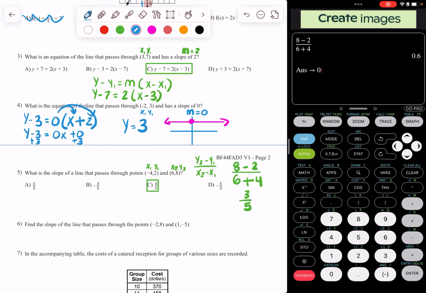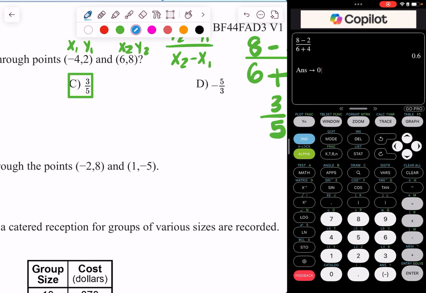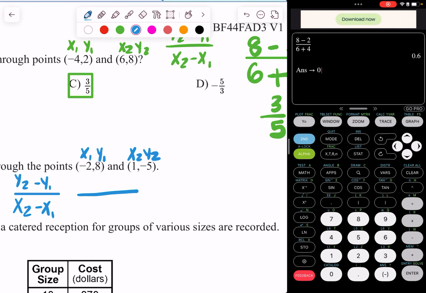Find the slope of this line. Very simple. This will be your x1 and your y1, x2 and your y2. All right. y2 minus y1 over x2 minus x1. My y2 is -5, and I'm subtracting my y1, which is 8. My x2 is 1, minus my x1, which is -2. So we will add those together.